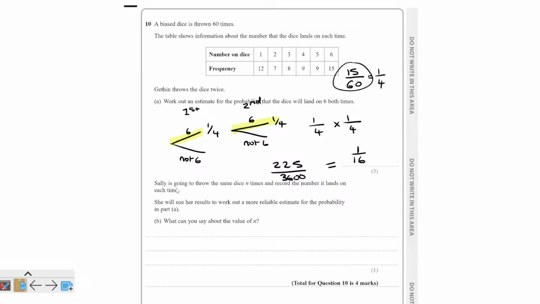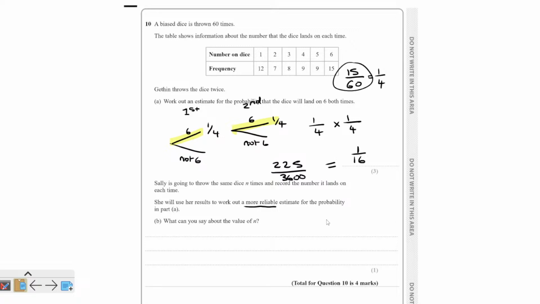Okay, part B. So Sally is going to throw the same dice n times and record the number it lands on each time. So we don't know how many times she's going to throw it. She will use her results to work out a more reliable estimate for the probability in part A. What can you say about the value of n?